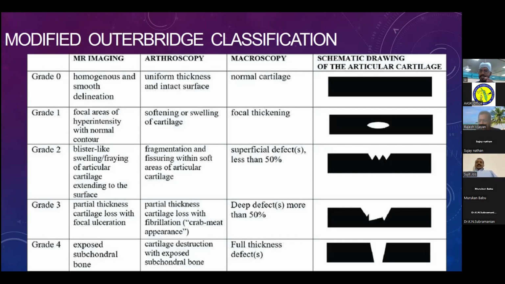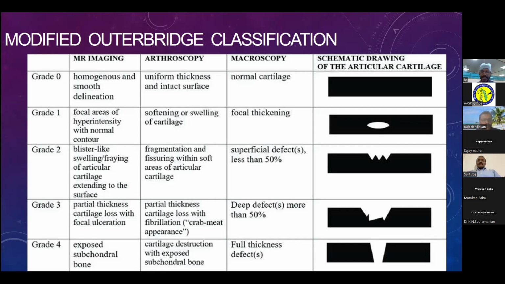A schematic representation is shown on the right side, where you can see there is no cartilage loss. In grade 1, you get focal areas of hyperintensity with a normal contour and softening or swelling. In MR, you can see focal hyperintensity with normal contour, and some small lesions are seen. Grade 2 is a blister-like swelling or fraying of the articular cartilage.